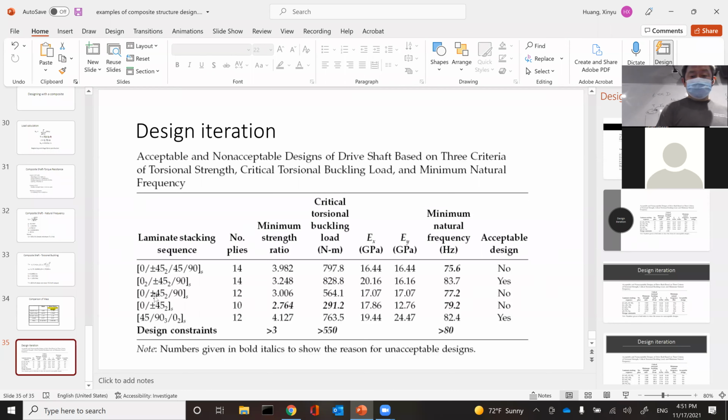You can see additional designs actually introduce additional 0 and 90-degree layers. So in addition to plus minus 45, some of the designs introduced 0, 90, which basically addresses the 10% rule. And then you calculate the frequency as well as the buckling load. The buckling load for some of them is actually above. For example, row number 2, you have additional 0-degree plies, additional 90-degree plies, total of 14 plies.